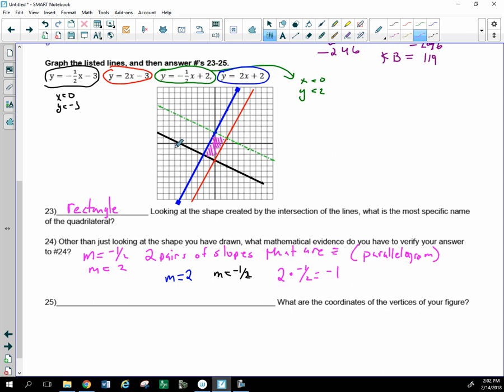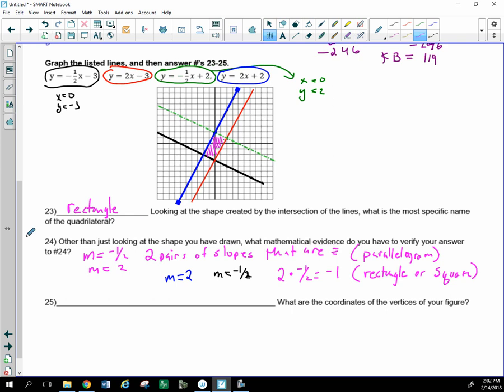So we know that we have 1 right angle, which means we have 4 right angles, because consecutive angles add up to 180, and opposite angles are congruent. So we know we have 4 right angles, so right now we're at either a rectangle or a square. We've ruled out the rhombus because we proved that one of the corners has a right angle in it.